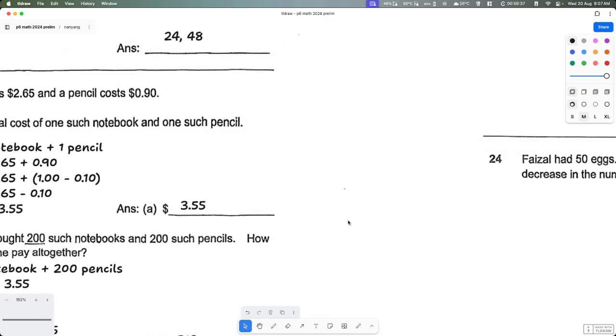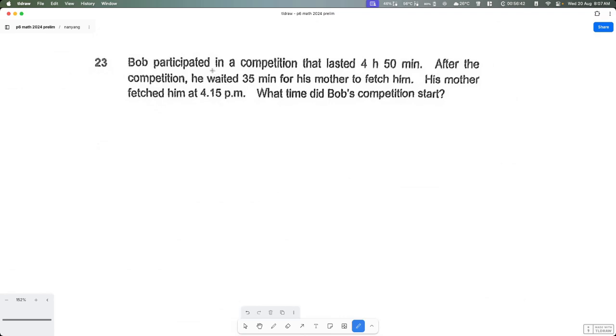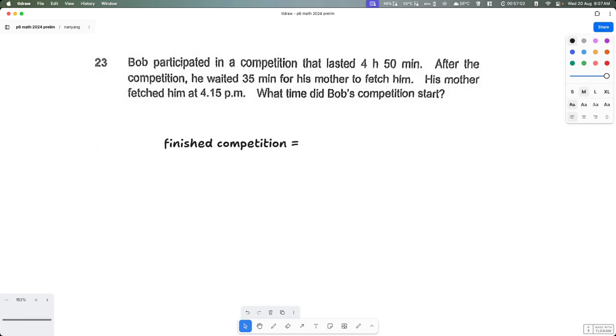Okay, let's move on to the next question. Question 23. Bob participated in a competition that lasted 4 hours and 50 minutes. After the competition, he waited 35 minutes for his mother to fetch him. His mother fetched him at 4:15. What time did Bob's competition start? So finished competition is equal to 4:15 minus 35 minutes.